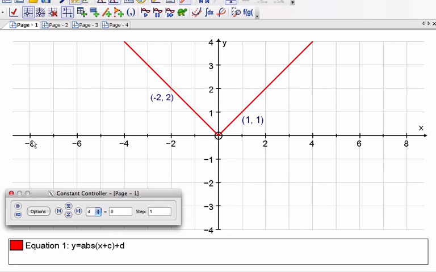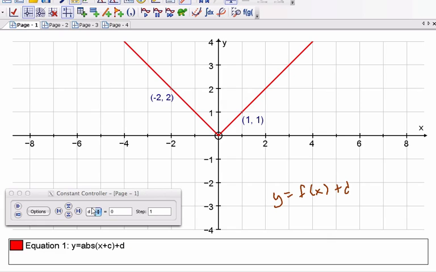We've got 6 transformations to look at. In this first one, we're going to look at the effect of d on a function. So imagine I had the transformation where it says y is equal to f of x plus d. What's the effect of d?